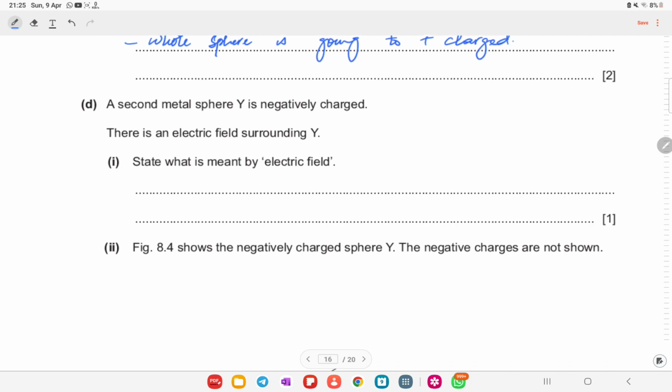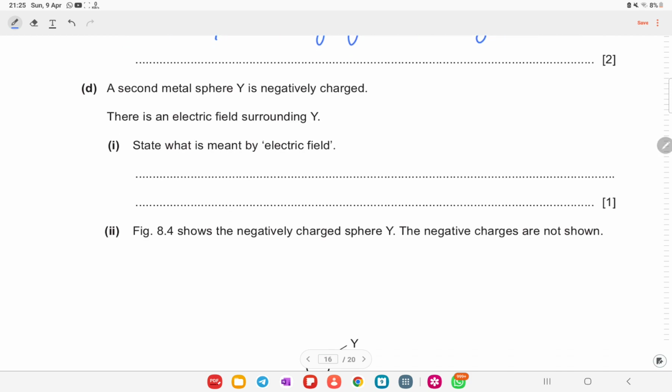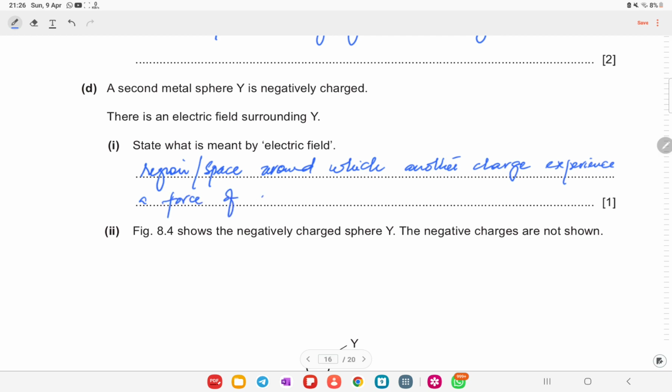A second metal sphere Y is negatively charged. There is an electric field surrounding Y. State what is meant by electric field. So an electric field is a region or space around which another charge experiences a force of attraction or repulsion.